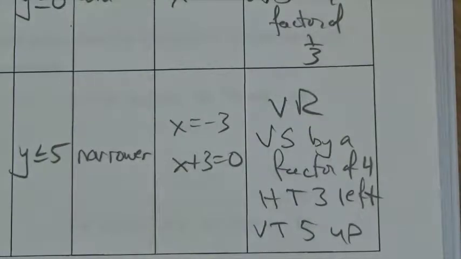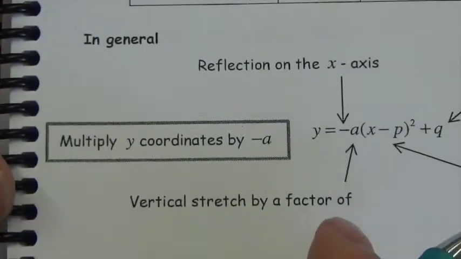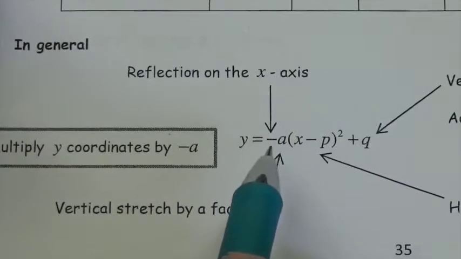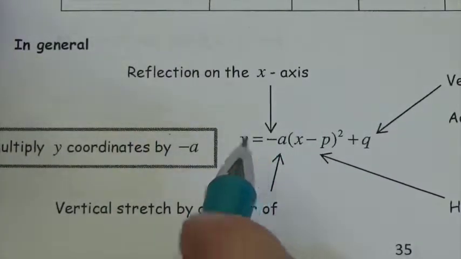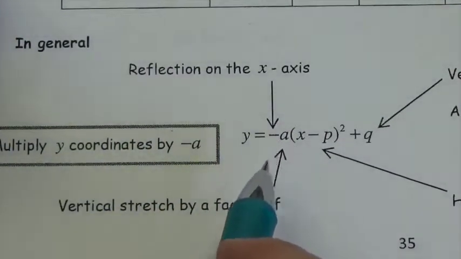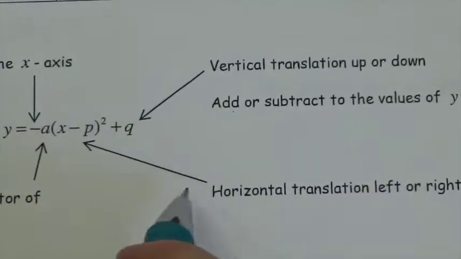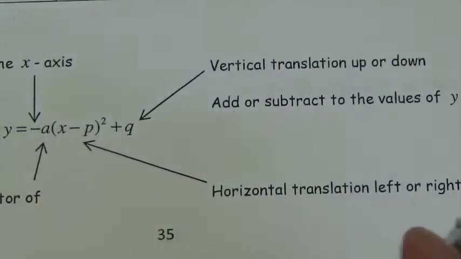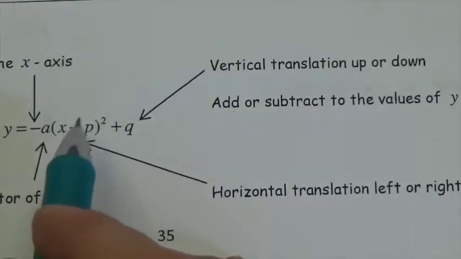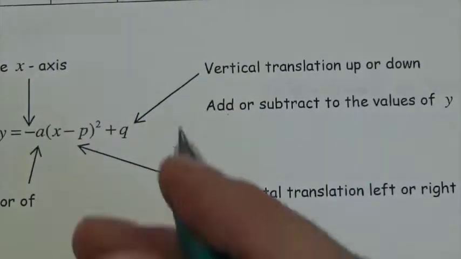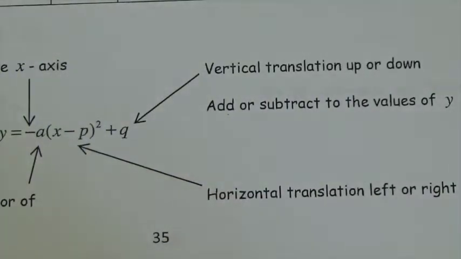All right, so now we're going to take a look at just some example questions here, but really quickly, just in general, let's take a look at what we're seeing here. When you see it written out like this, the negative here is causing a reflection over the x-axis. The a value, separate from the negative, is going to be your vertical stretch. The p value here is going to be your horizontal translation, left or right. Now remember, this is counterintuitive, so it's always opposite that sign. And then the q is going to represent your vertical translation. Okay? All right, now let's take a look at some questions.